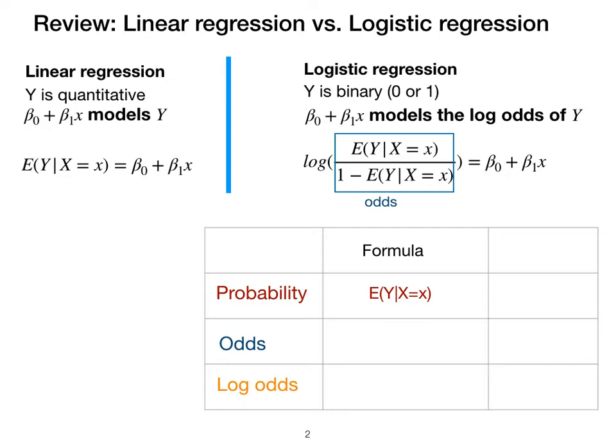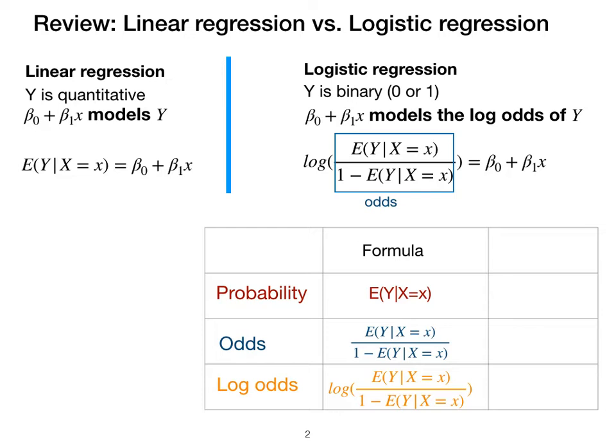So if our y is binary, then the expected value will be the probability of y equal to 1, or sometimes we call it the success probability. So when we have the success probability divided by the failure probability, it becomes the odds. Finally, by applying log to the odds, we have log odds.